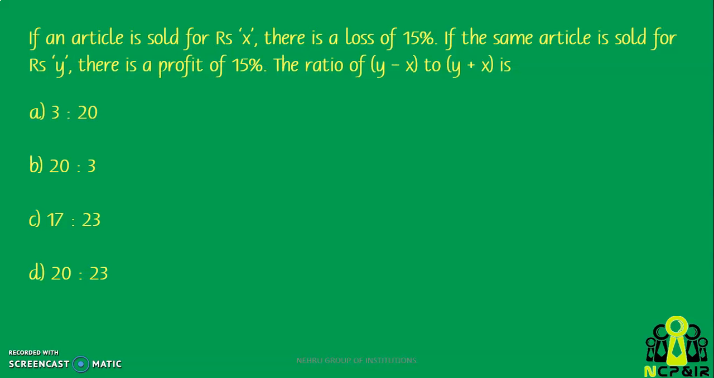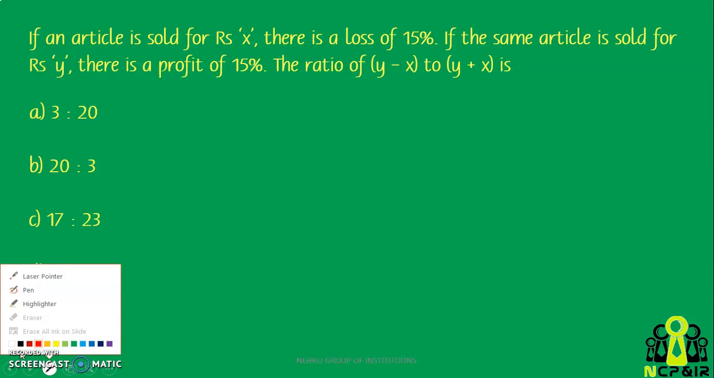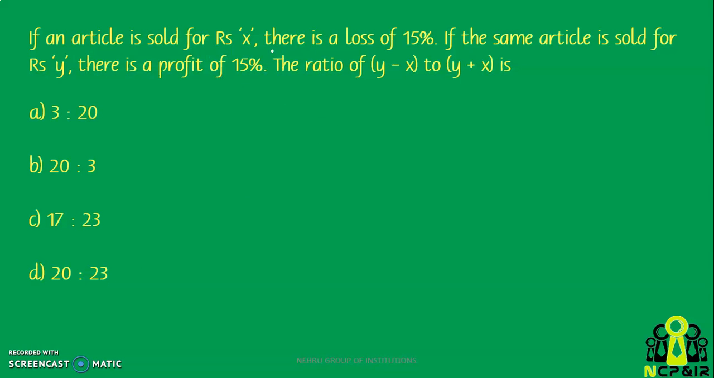If an article is sold for rupees X, there is a loss of 15%. If the same article is sold for rupees Y, there is a profit of 15%. The ratio of Y minus X to Y plus X is the question. Now, there are two cases: sold at a loss of 15%, and sold at a profit of 15%.